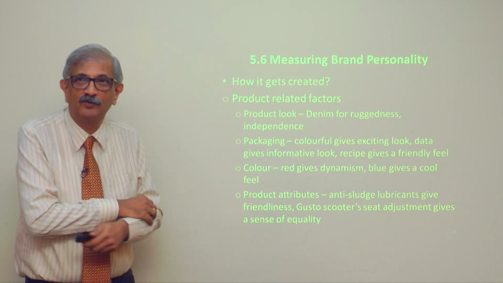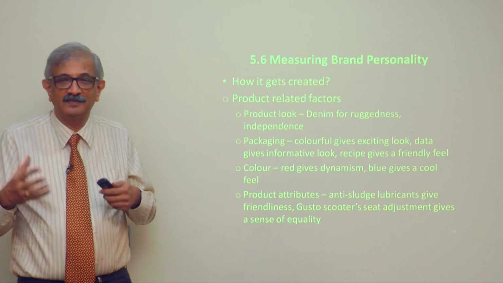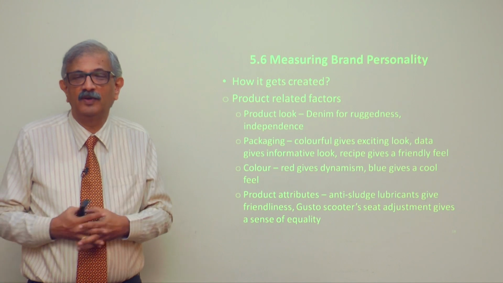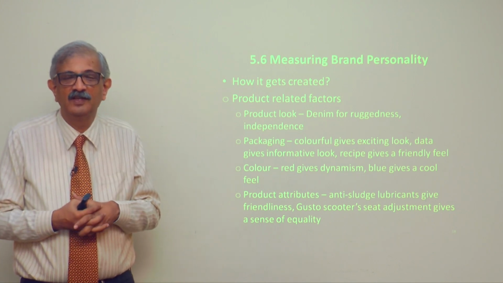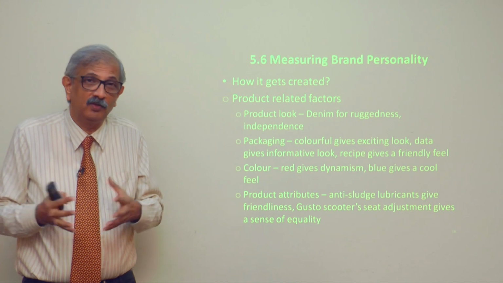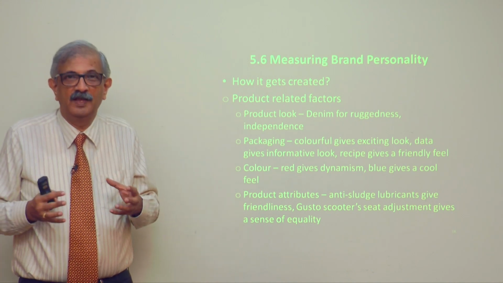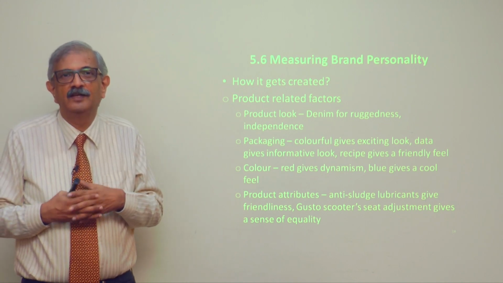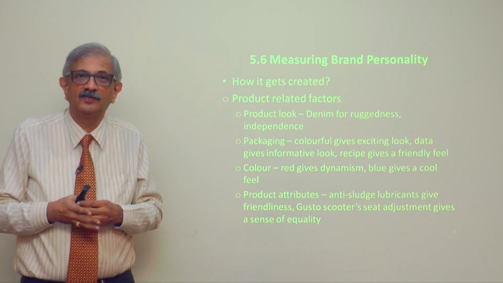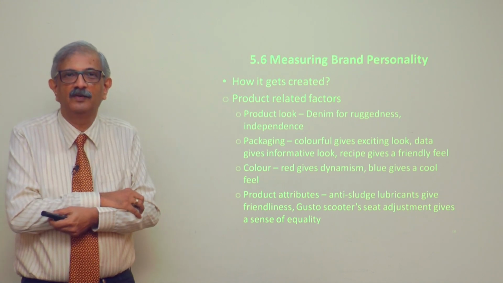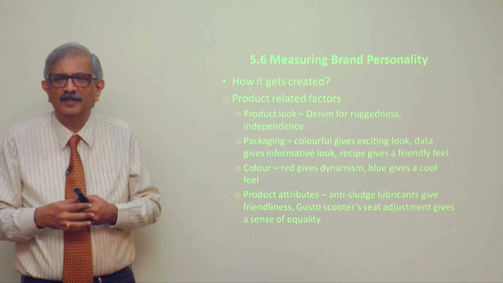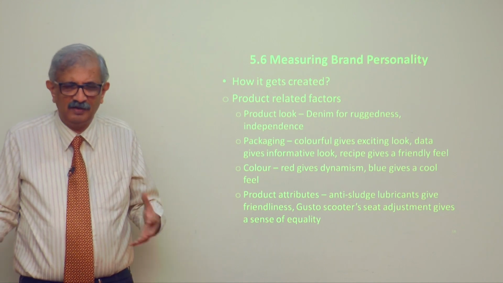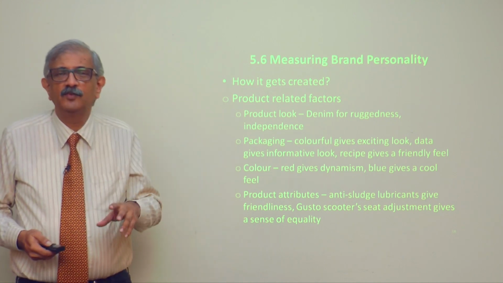What you give in the product is also packaging, the kind of seats, the furnishing, etc. Color also has its own power. Various colors symbolize various things. Like red gives dynamism, blue is supposed to be a cool color. Product attributes: anti-sludge lubricants give friendliness, meaning you are relying on that. Gusto scooter's seat adjustment gives a sense of equality. This scooter is now not out there, but when it came, the various seat adjustments it offered gave you that sense of equality. Anybody can adjust the seat easily. So product attributes also make a difference.